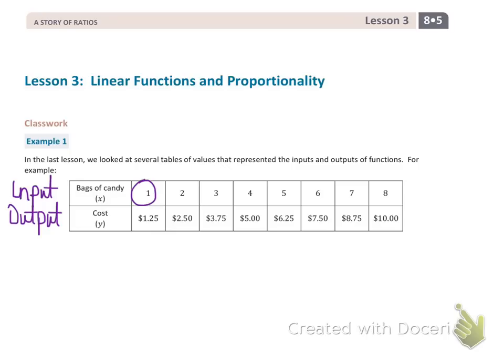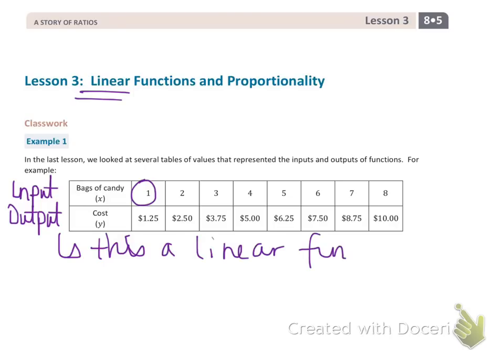So I know that it's a function, and in this lesson we're going to be talking about linear functions. So I could say, is this a linear function? Okay, so what would a linear function be? Well, it would have to be a function that would be defined by a linear rule, right? So the rule that assigns the cost to the number of bags of candy would have to be linear. So we saw that linear functions have a constant rate of change.